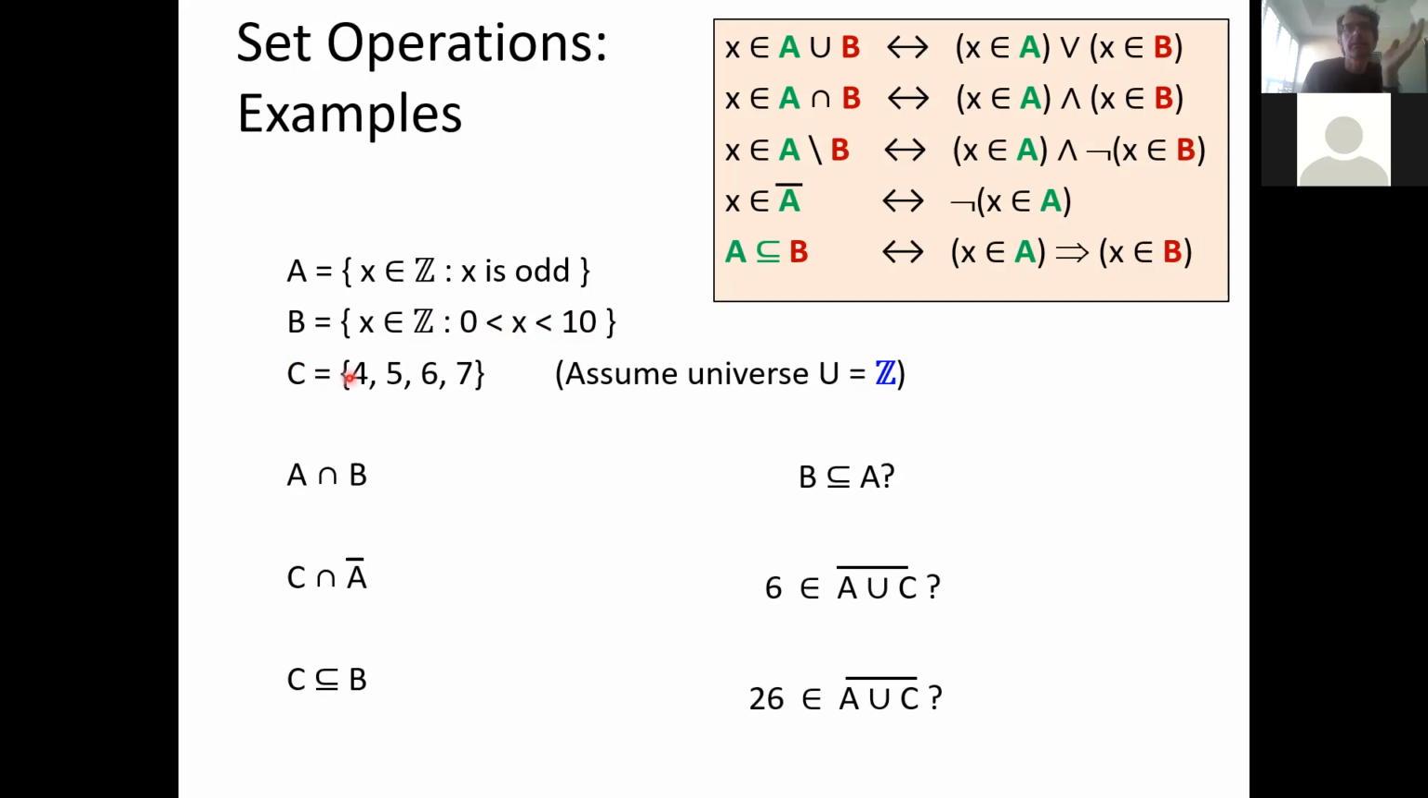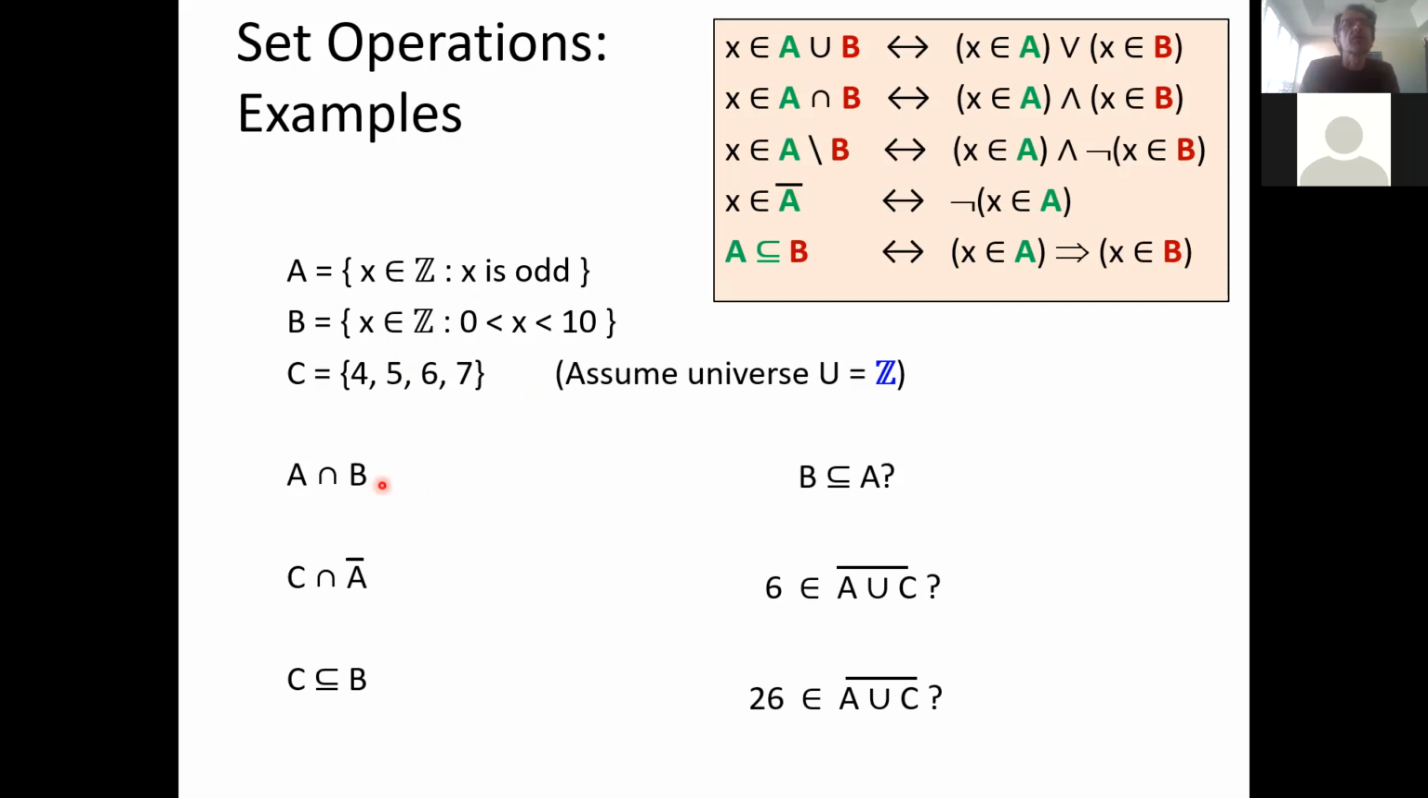C is just a roster notation. It's a set of 4 elements: 4, 5, 6, 7. Assume the universe is just the integers. In fact, if I didn't specify it, this is what you should be assuming, because everything is in terms of integers. So if somebody does a complement later on, your assumption should be that the universe is the integers.